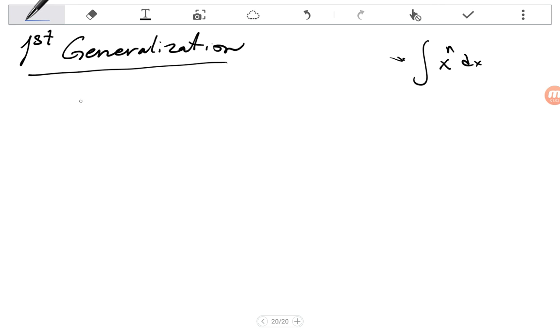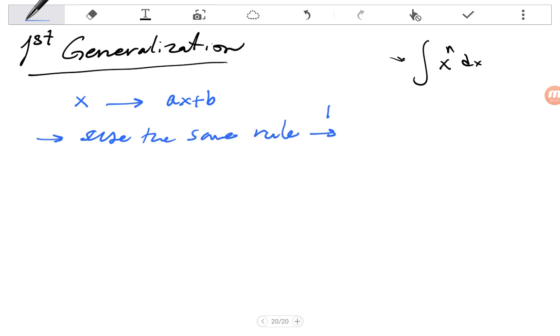It says that for any rule in the table, if we take x that is inside the integration and put some linear form, then use the same rule, but remember to divide by the coefficient of x, which is a.